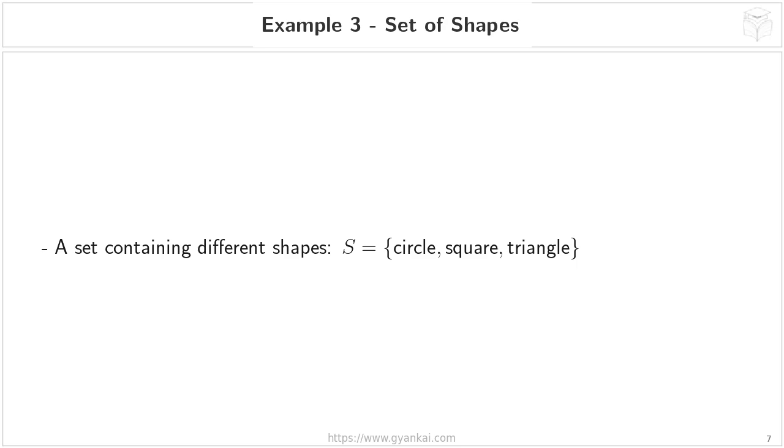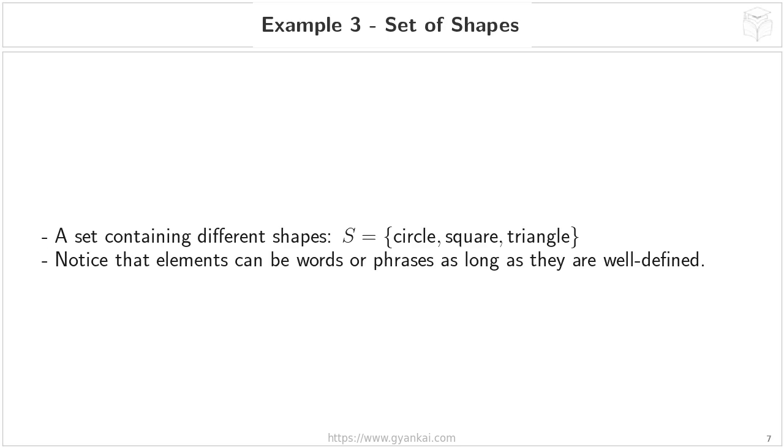Now, the important thing to notice here is that the elements can be words or phrases, as long as those words or phrases clearly define a specific object or concept. In this case, circle, square, and triangle are all well-defined shapes, so they are perfectly valid elements of a set. Remember from the previous examples, we used numbers and letters. Now we're expanding that to include descriptive terms.